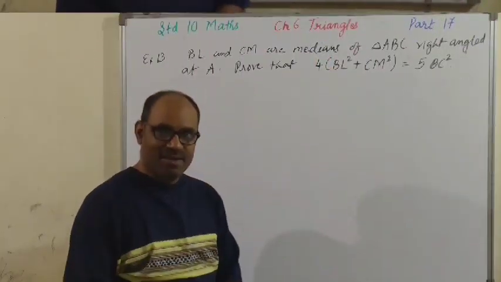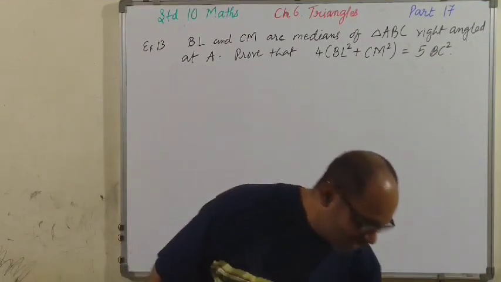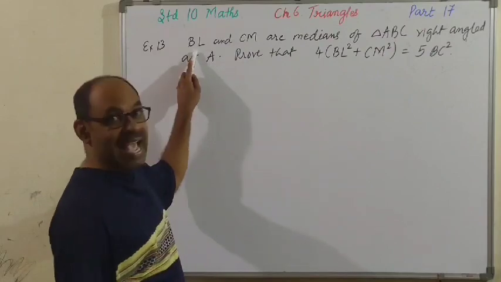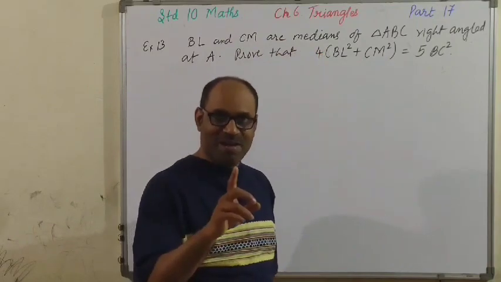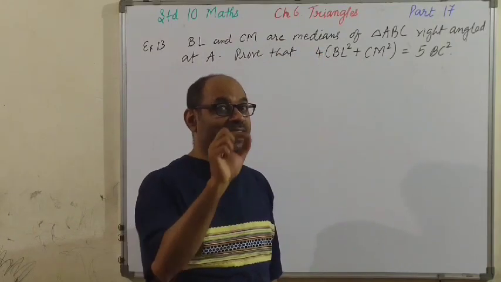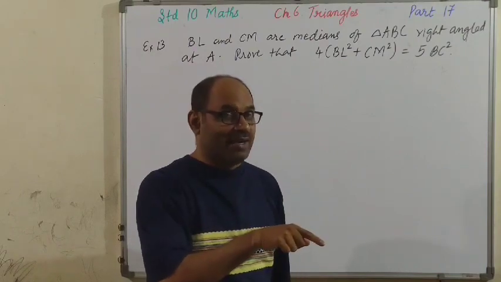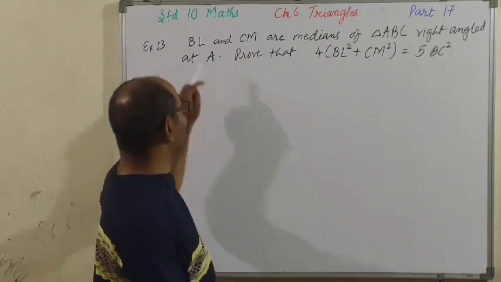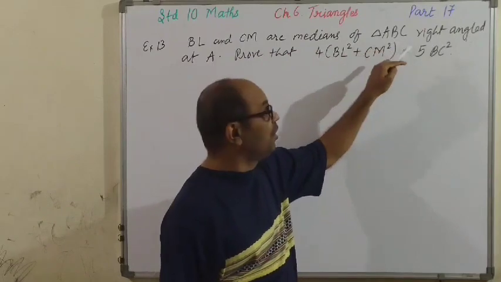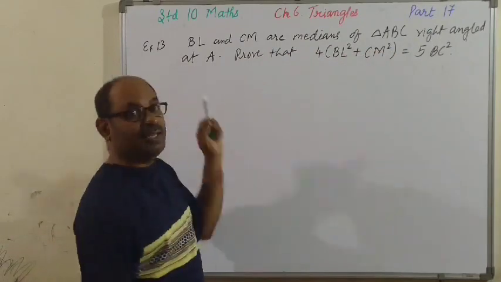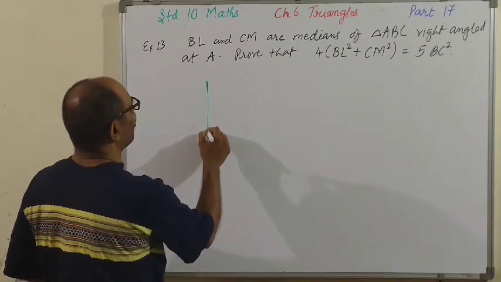Illustration number 13. Alright. And you can see no figure is given this time, so you will have to draw the figure. BL and CM are medians. Do you remember medians? A line segment joining any vertex of a triangle with the midpoint of the side opposite to that vertex. Not just one, two medians are given. BL and CM are medians of triangle ABC, right angled at A. So let me draw a right angle triangle.